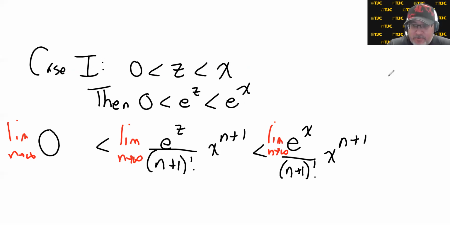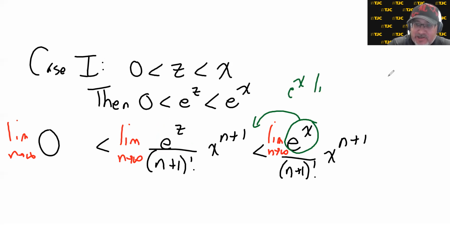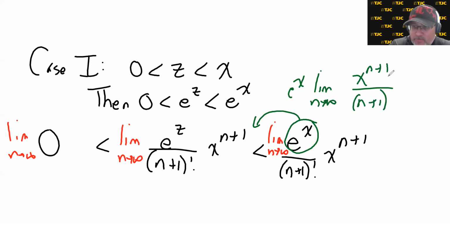Look at the limit on the right. This e to the x is independent of n. We had to replace the e to the z with the e to the x because z does depend on the choice of x and n. So we couldn't say that z is independent of n. But on the right side, e to the x is independent of n, which means we can pull that out of the limit. And we get e to the x times the limit as n approaches infinity of x to the n plus 1 over n plus 1 factorial.